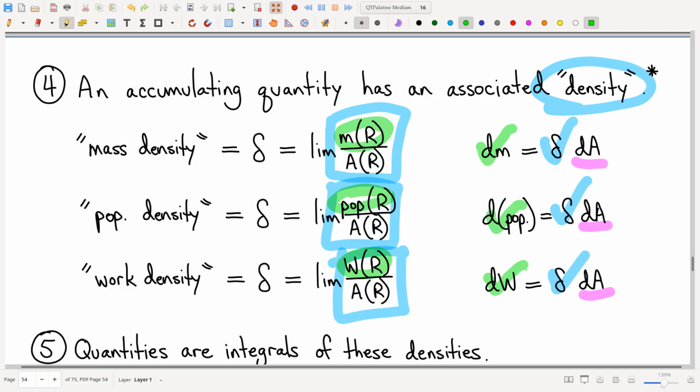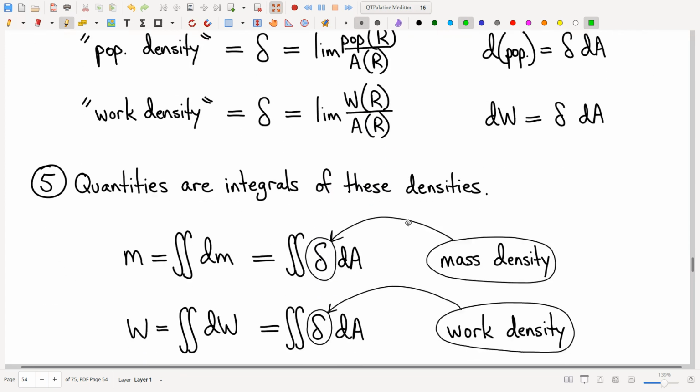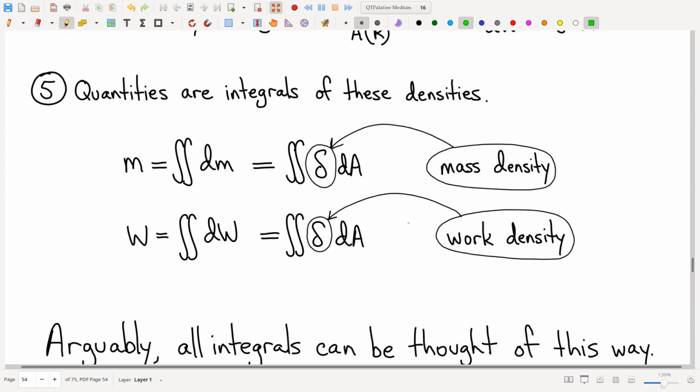And I'm just pointing out that the fact that mass is literally physical isn't the point here. You could totally make the same kind of sense out of any accumulating quantity at all. Any accumulating quantity. So, again, a little bit weird, but there you go. And, of course, you can probably see where this is going. Once you have a density, you have an integral theorem.